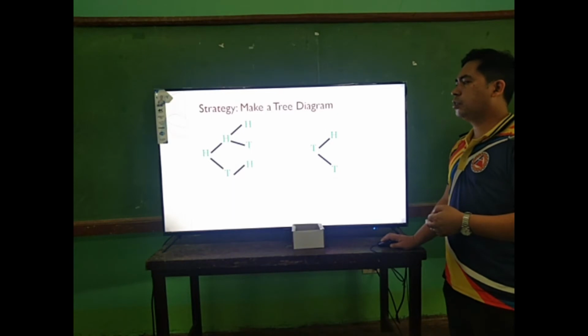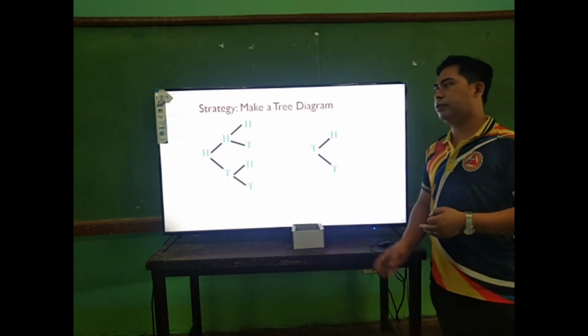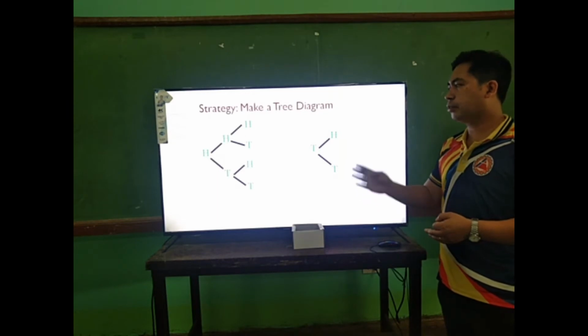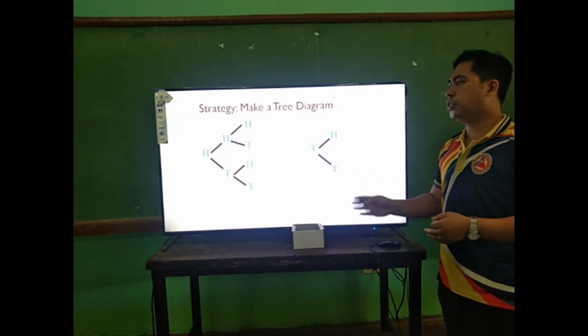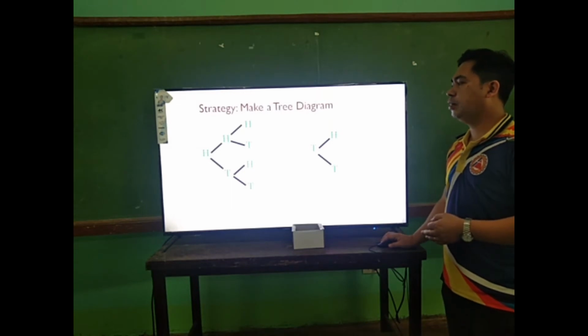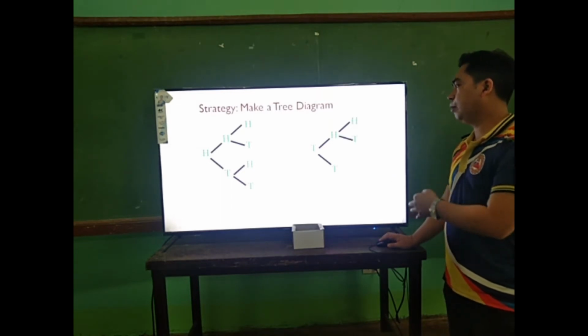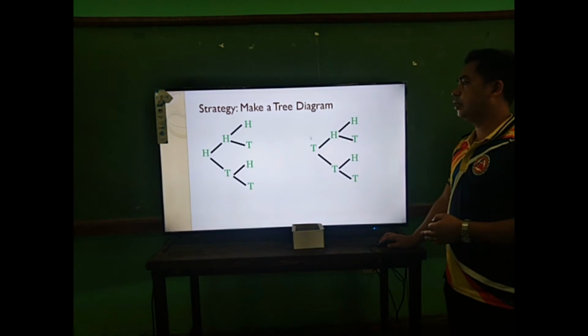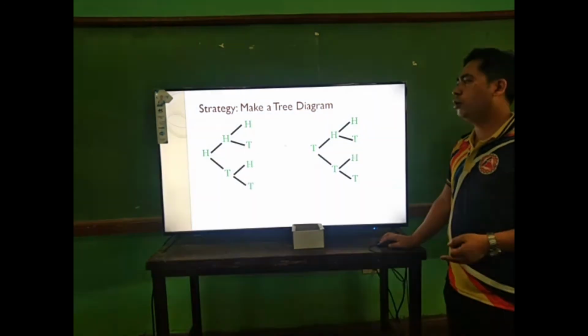Then, because we are tossing the coin thrice, we have another branch. For the third listing, of course, you have head and tail for each branch. So we have head, tail. On the other side, we also have head, tail, head, tail. So let us now list all the outcomes.